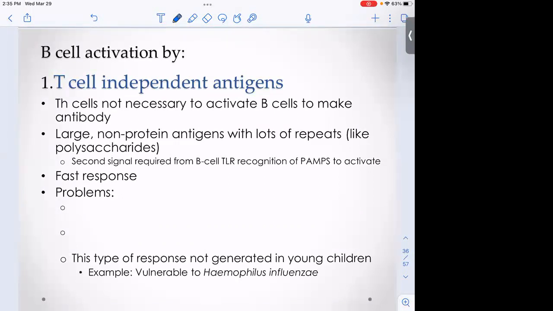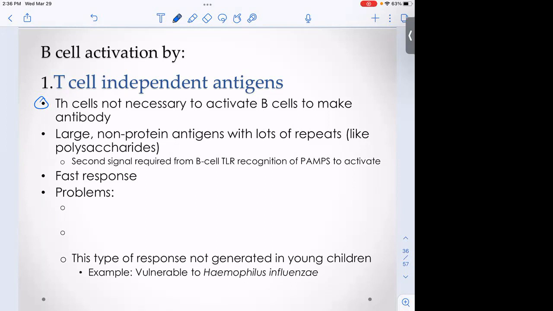Okay, so let's start with B cells and how they get activated. I said that there's 2 different ways that they can be activated. The T cell independent antigens, let's talk about them first because that's a little bit more straightforward. Remember, T cell independent means that the B cells get activated just by recognizing a certain antigen. It doesn't need extra signals from a T helper cell.